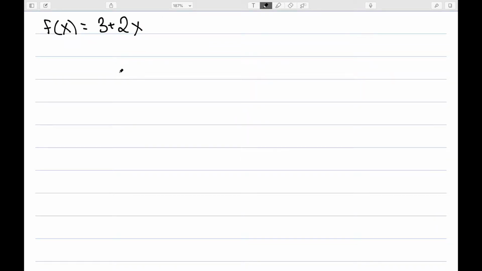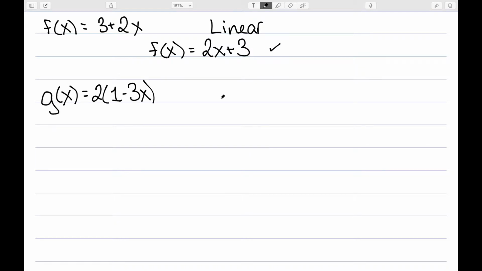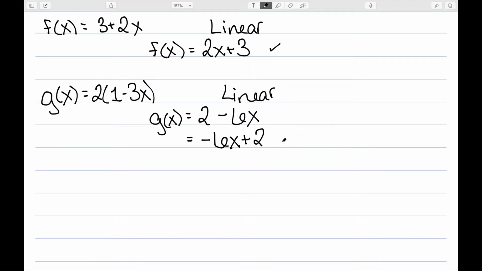Something like f of x equals 3 plus 2x, this would be linear. In particular, we need it of the form mx plus b. I could rewrite this as just 2x plus 3. If I have something like g of x equals 2 times (1 minus 3x), this will also be linear. If I distribute, I have 2 times 1 is 2, 2 times 3x is 6x, minus 6x. And then once again, I could write this as negative 6x plus 2 to be in the form mx plus b.